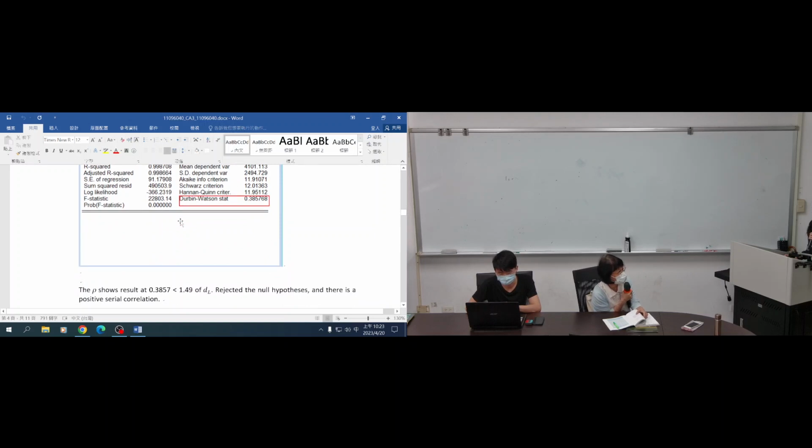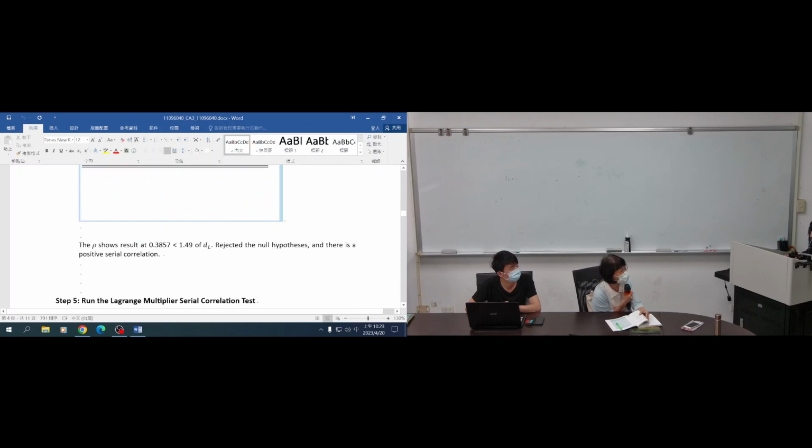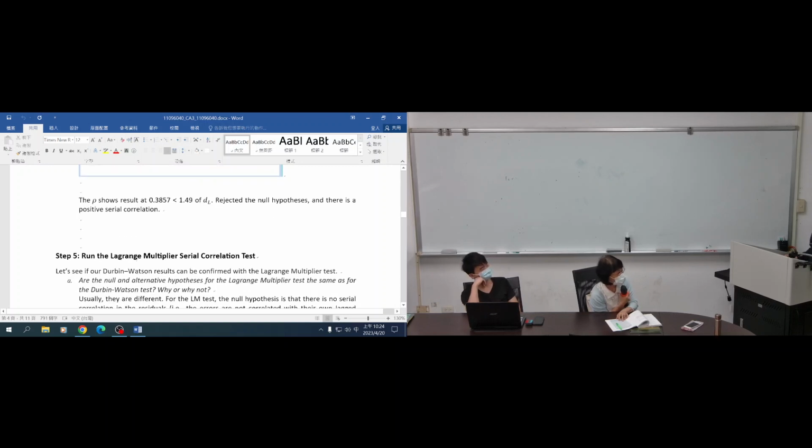So you're running the Durbin-Watson statistics, right? Check with this one. Yep, the result is 0.38, and it's less than 1.49. It's still smaller. So the result is we reject the null hypothesis. There is positive serial correlation.